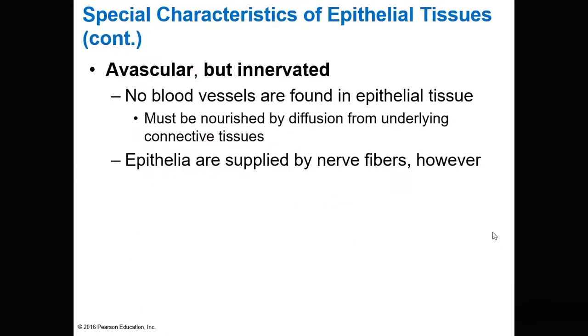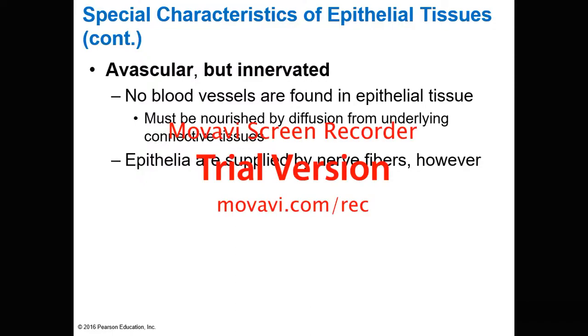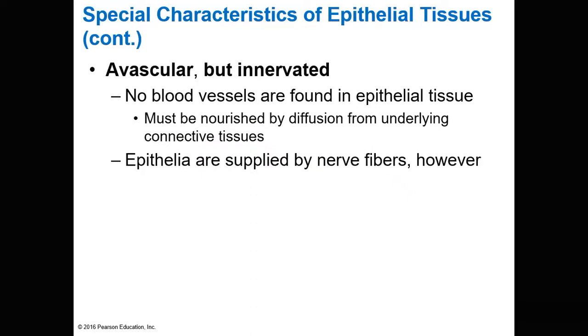Another characteristic of epithelial tissue is that it is avascular. So again, avascular means no blood vessels. So the epithelial tissue has to be nourished by diffusion from the underlying connective tissue. But the epithelial tissue does have a nerve supply. So it is supplied by nerve fibers. So it is innervated. Innervated just means it has a nerve supply.